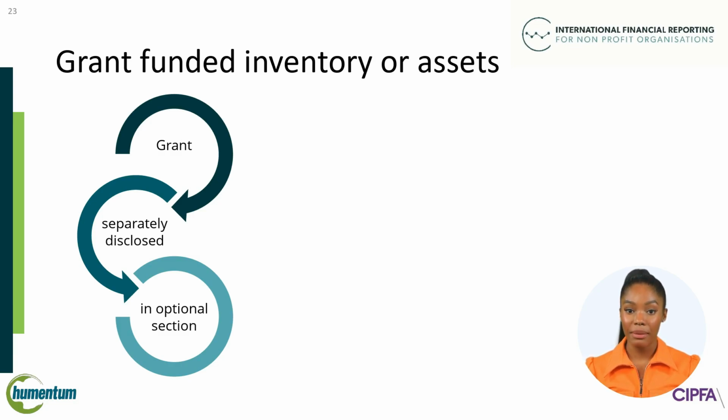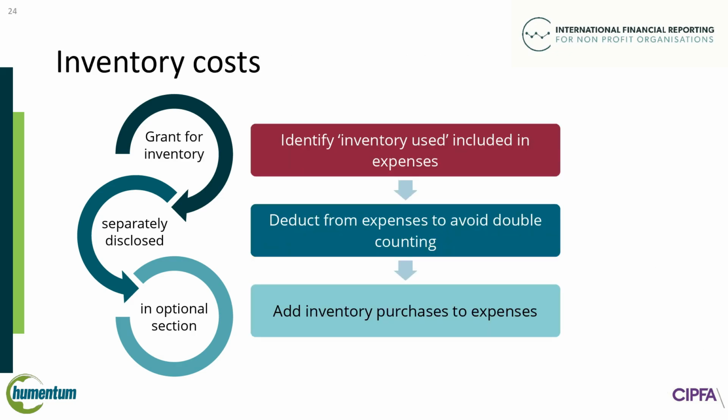This enables the NPO to show how the funds are used in the period that the costs were incurred, rather than when the inventory is used or the asset is depreciated. The practice guide permits inventory costs to be presented separately. Where this option is chosen, the expenses relating to the use, distribution, or write-down of grant-funded inventory need to be identified and removed to avoid double counting. Then the amount of inventory purchased is added to the expenses.